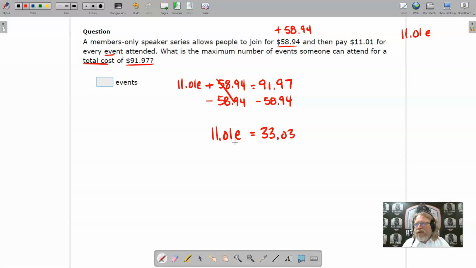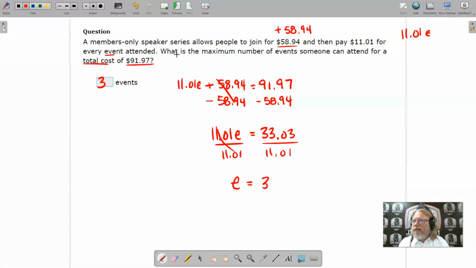The 11.01 is tied to the E through multiplication. The opposite operation is division, and we're going to divide by the very number we wish to get rid of, which is 11.01. And what we do to one side, we're going to do to the other. And so the 11.01s are going to cancel each other, leaving us with just E. And this over here, 33.03 divided by 11.01, is going to give us an answer of 3. So E equals 3. It would be 3 events.